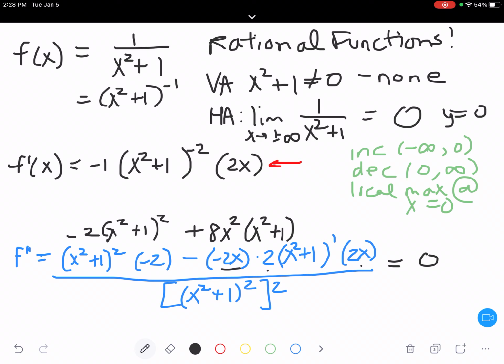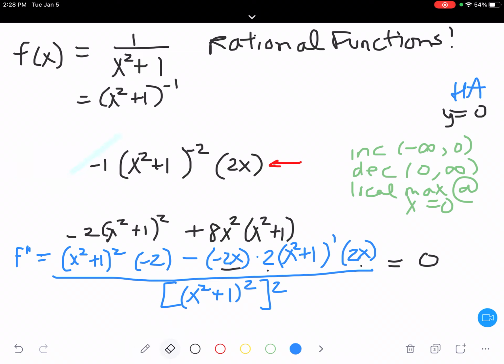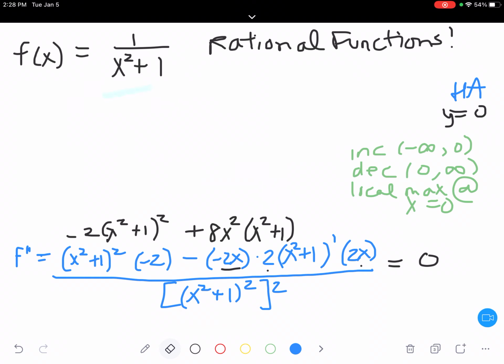I am going to clean up some space over here. So let's remember that this was my horizontal asymptote, y equals 0. We'll come back to that. And I'm going to rework my second derivative here.